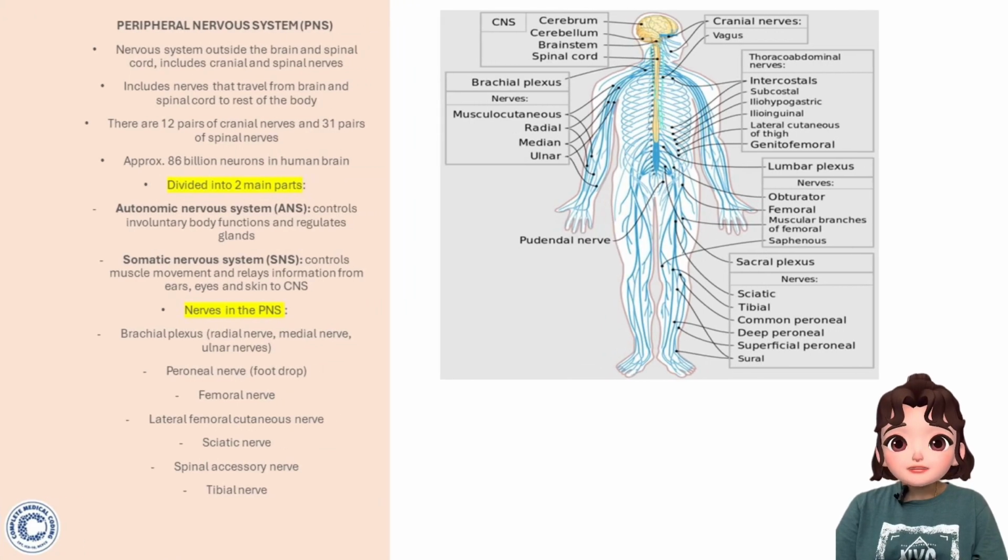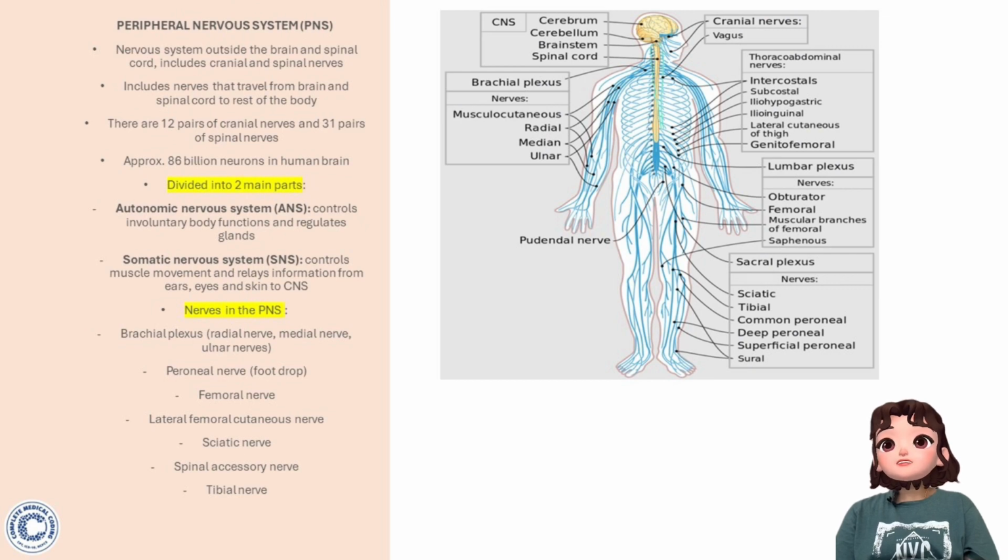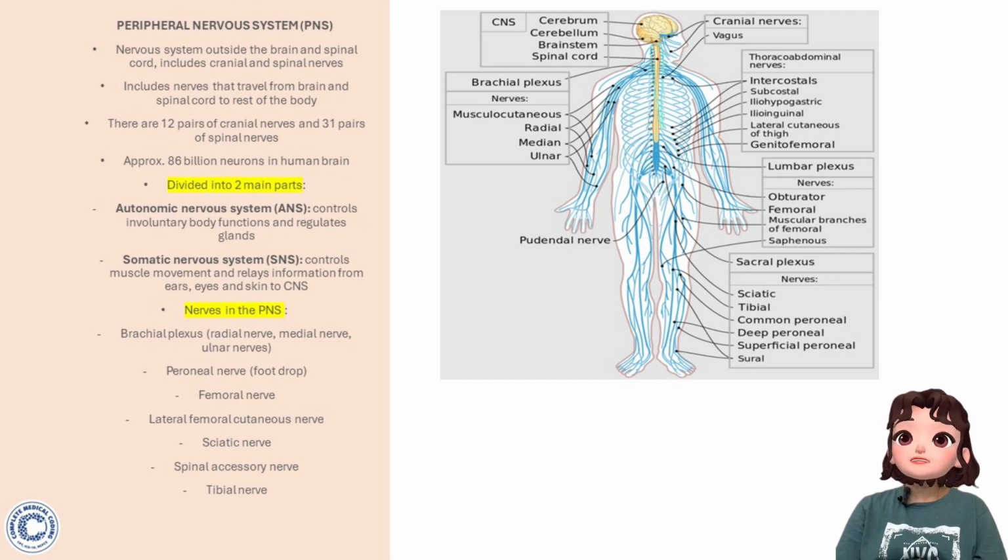Then comes the peripheral nervous system. What are the parts included in the peripheral nervous system? You can just look in the picture. The nervous system outside the brain and spinal cord is called the peripheral nervous system and it includes cranial and spinal nerves. It includes nerves that travel from the brain and spinal cord to the rest of the body. There are 12 pairs of cranial nerves and 31 pairs of spinal nerves. Approximately 86 billion neurons are present in the human brain.